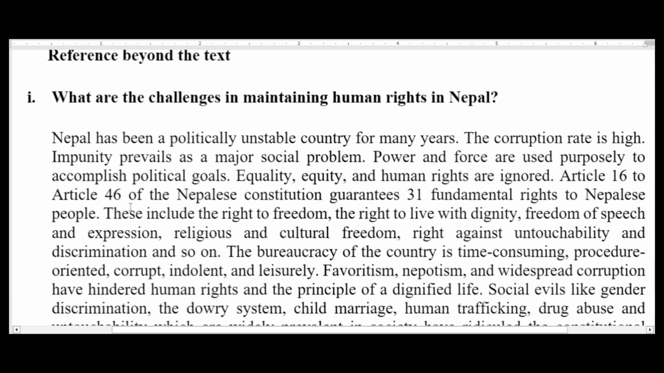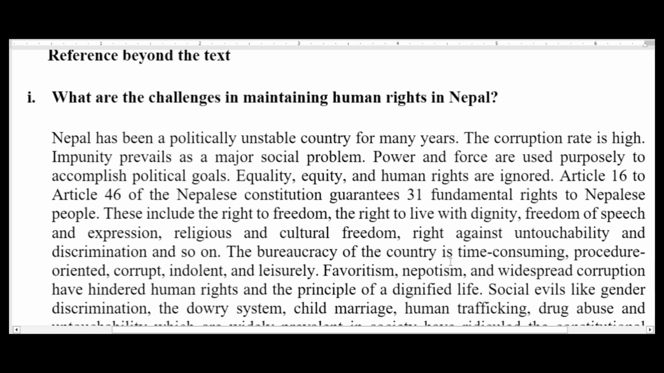Article 16 to Article 46 of the Nepalese Constitution guarantees 31 fundamental rights to Nepalese people. These include the right to freedom, the right to live with dignity, freedom of speech and expression, religious and cultural freedom, right against untouchability and discrimination, and so on.